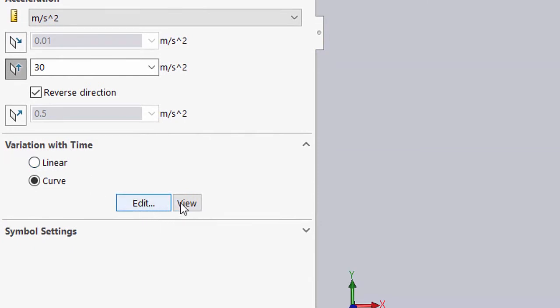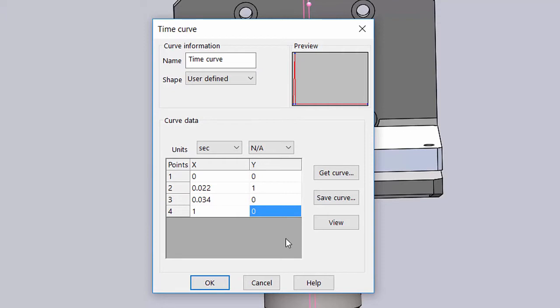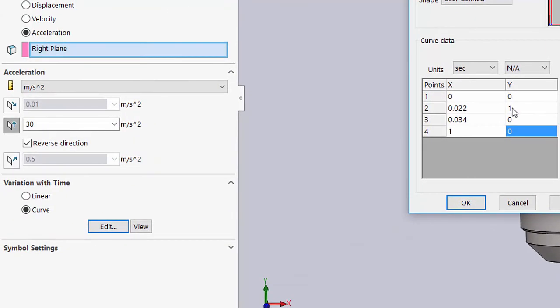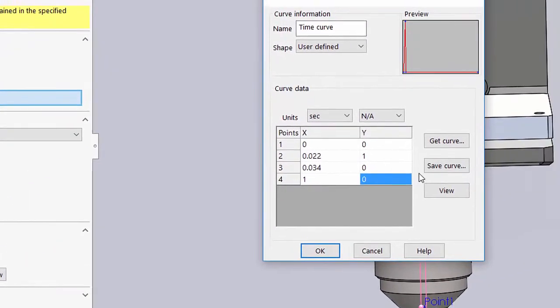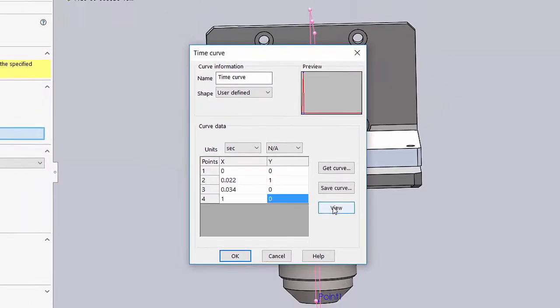Our variation with time curve, if I edit it, you can see the excitation happens around the 22 millisecond mark, and I put a 1 here because that's a factor. 1 times 30 is 30 m/s² at the 22 millisecond time period. And then that lasts until the 34 millisecond time period, and it goes back to 0, and for the rest of the study it's at 0.